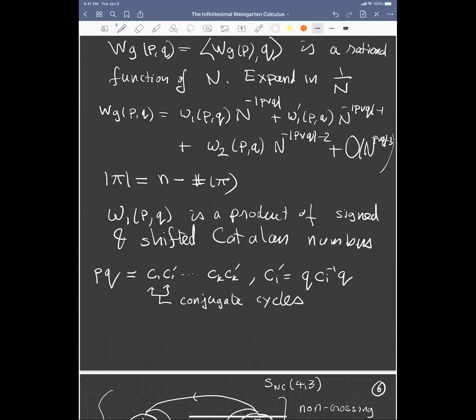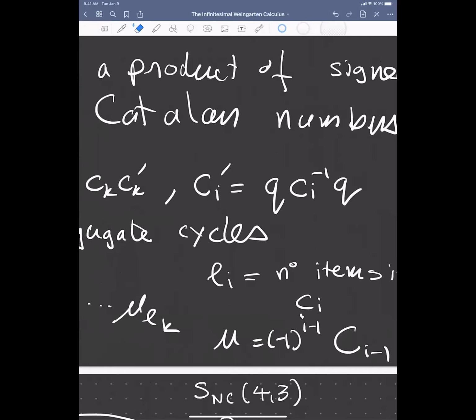Right, and so now what's the formula? On W1 of P comma Q, I said it's a product of signed Catalan numbers, so I'm just going to call them mu L1 up to mu Lk, where Li is equal to the number of items, I don't know if that's the right word, in the cycle Ci. So if Ci has 5 things, then Li is equal to 5, and mu Li is this signed and shifted Catalan number. So it's (-1) to the Li minus 1, C sub Li minus 1. Maybe using i twice is a bad idea. And I'm going to call this L.